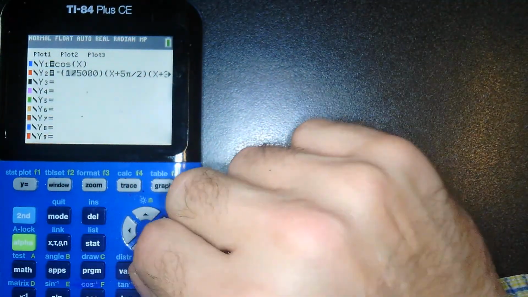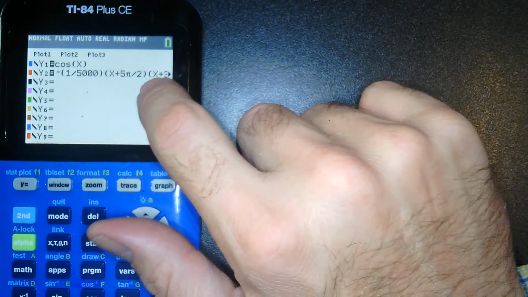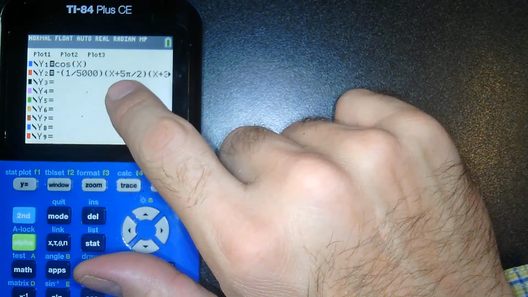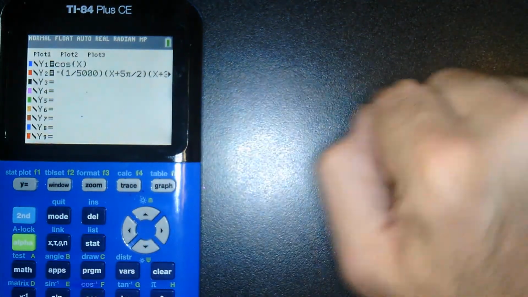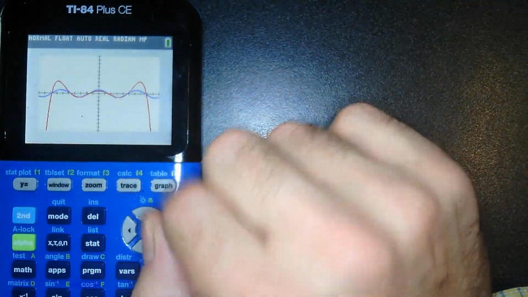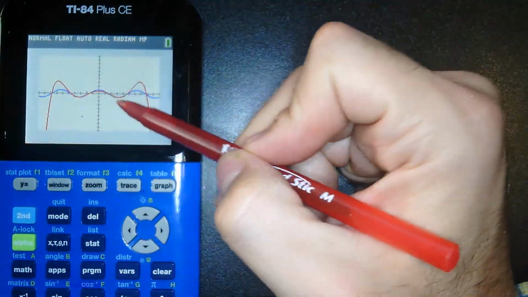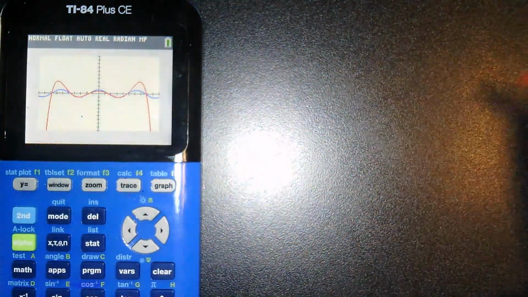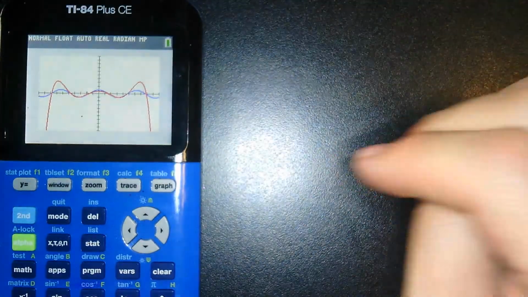How can I make this better? Well, I could just come in here and add some more terms, like x plus 7 pi over 2, x plus 9 pi over 2, and over here, x minus 7 pi over 2, x minus 9 pi over 2, and what will that do? That'll mean when I go to my graph, I'll be able to get the next hump, and then the next hump. Just keep adding terms, and it's going to get better and better approximations.